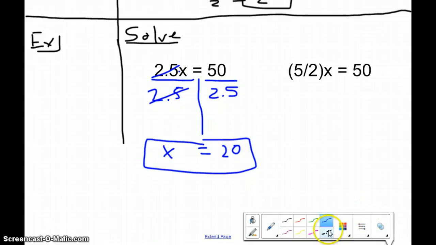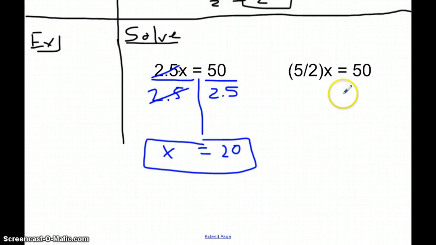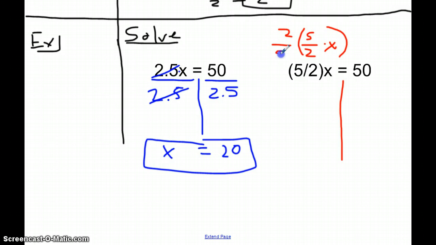And we're going to use inverse operations again. So we're going to draw our line. Okay, so we have 5 over 2 times x. Like I said, we could divide by 5 halves on both sides, or the same thing as dividing by 5 halves would be multiplying by 2/5, because we multiply 2 times 5 and we get 10, and 2 times 5 and we get 10. 10 divided by 10 is just 1.